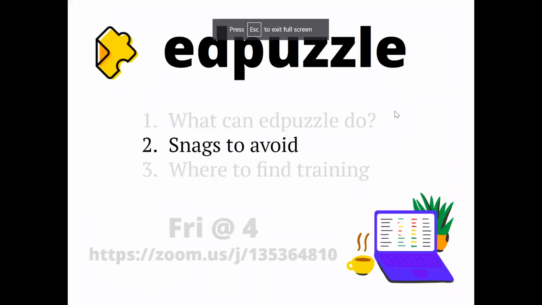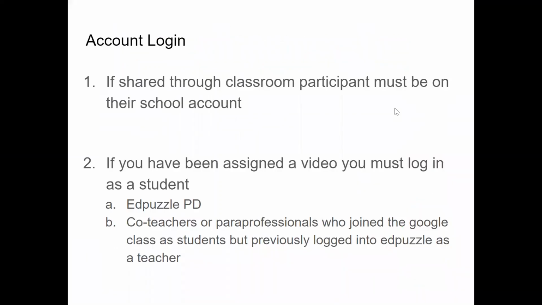So, some easy snags to fall into and how to avoid those. Logging in stuff. Okay, this is a lot of text. You can read it later. What I'll just say is, if the student has their phone and they clicked on the link and then it opens up and they're logged into a different Gmail account, it's not going to work. It needs to go through their student Gmail account. So that's the first point.